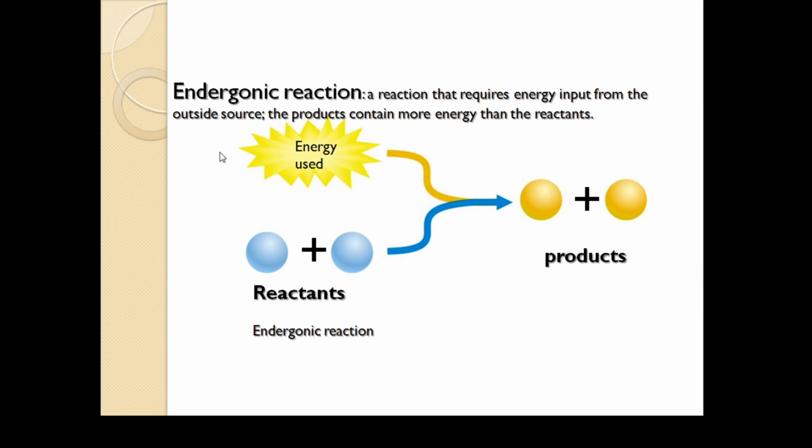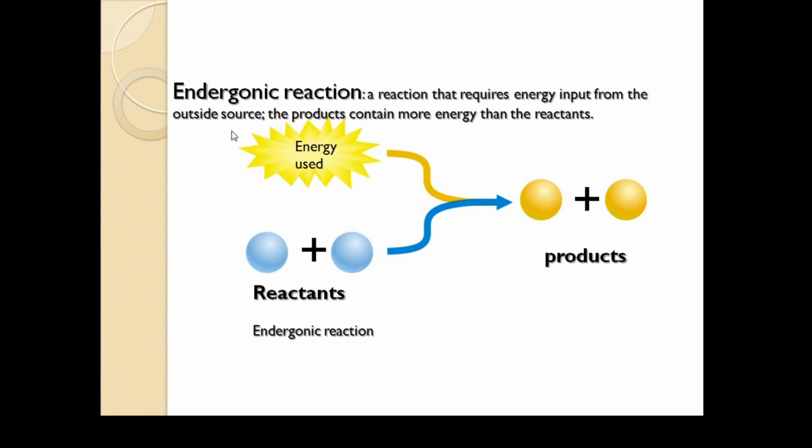If you remember, when we were studying exergonic and endergonic reactions, the difference between them is whether they use energy to make product or release energy when they make product. So that will be the difference. Now, an endergonic reaction is a reaction that requires energy input from an outside source. The product contains more energy than the reactants.